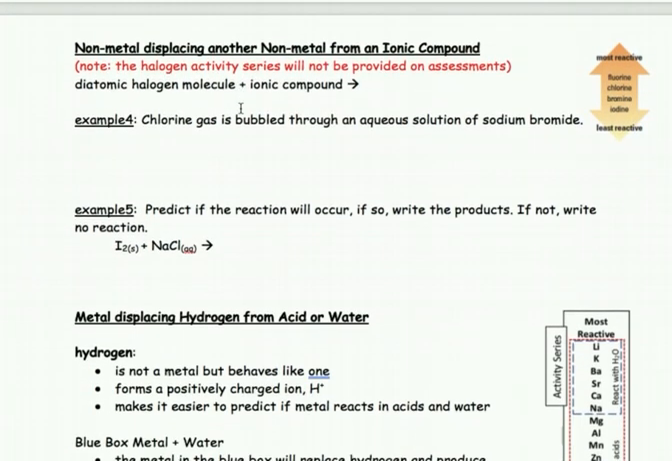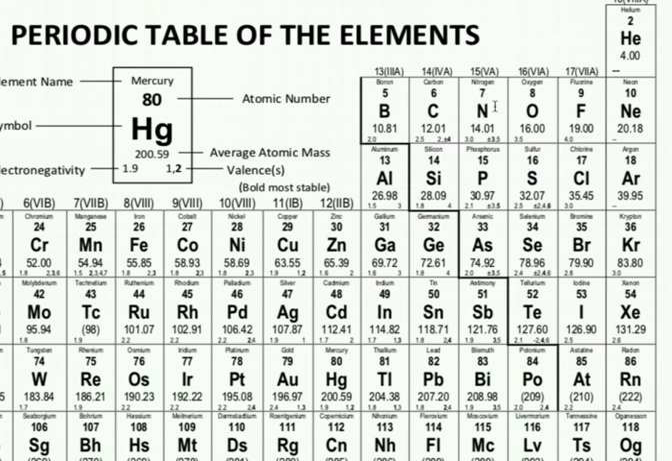Let's move on to a non-metal trying to displace a non-metal. Again, I'm just putting a note here: the halogen activity series will not be provided on assessments. Remember, when you have to figure that out, you just go to your periodic table and go, oh, okay, fluorine's the highest, then chlorine, then bromine. Fluorine is the most reactive, so it'll displace everyone underneath. Iodine here can displace whatever's underneath, but it cannot displace the stuff above it.